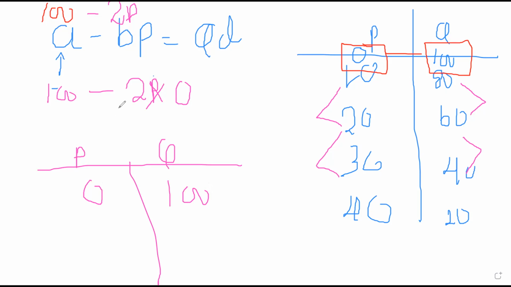Then if you want to calculate when the price is equal to 10, by using this same equation, what is the equation? The equation is 100 minus 2p. This is the demand equation, right? So when the price is equal to 10, how much is the quantity? Then you know A is 100, and instead of this p value, we can substitute 10.